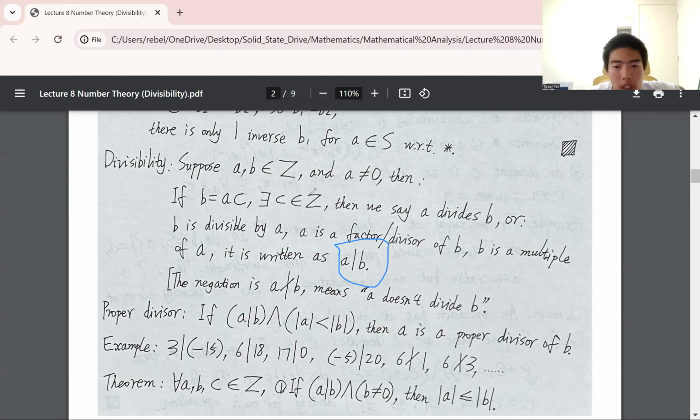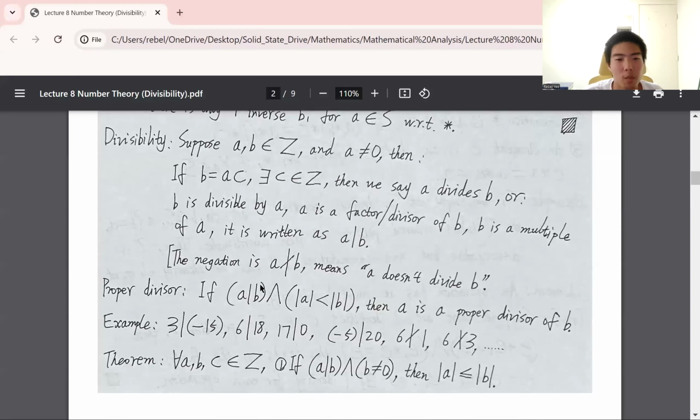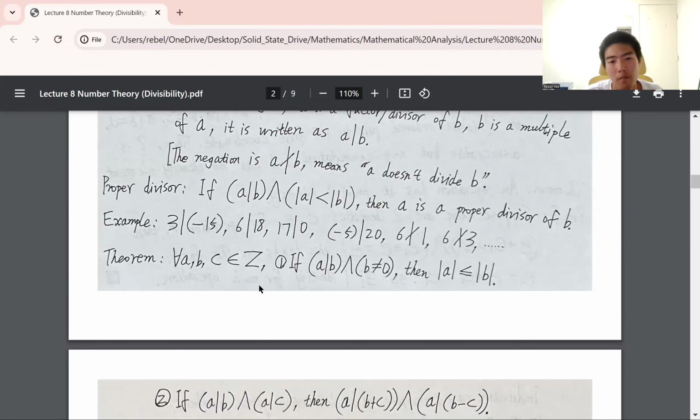And the negation is A doesn't divide B. We add one slash here to denote that B is not divisible by A. Okay, and there's also another definition called proper divisor. A divides B can include equality, but a proper divisor is when A divides B and, at the same time, the absolute value of A is smaller than the absolute value of B. Then we say A is a proper divisor of B.